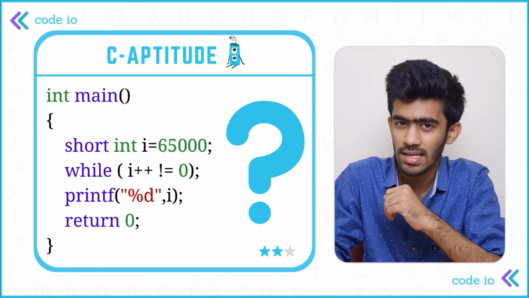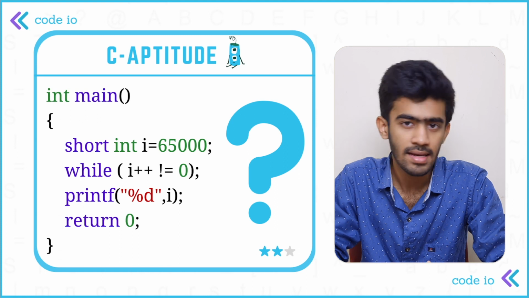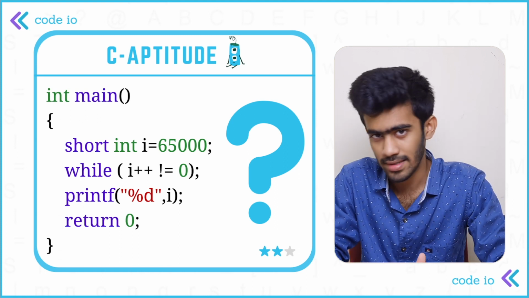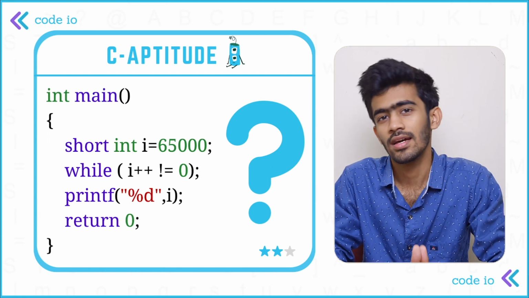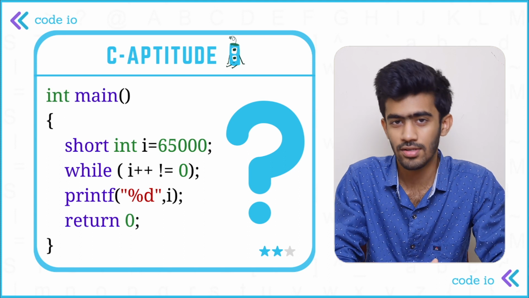So this is today's question. Here we have a main function and a variable I declared. What is the variable type? The data type is short int. It is not just int, it is short int. So the range of the integer that we are going to use will obviously be short.